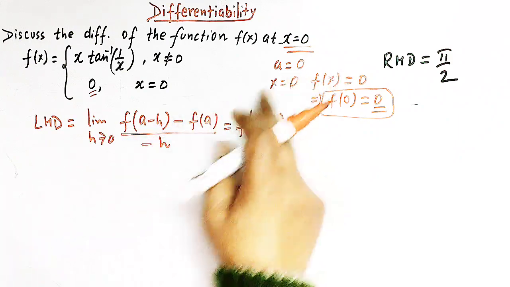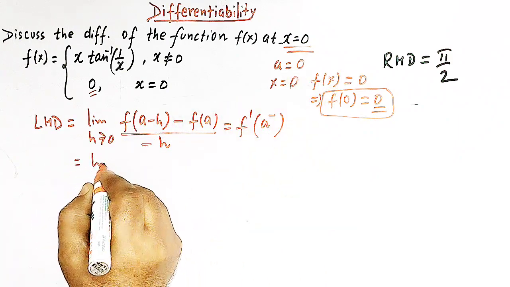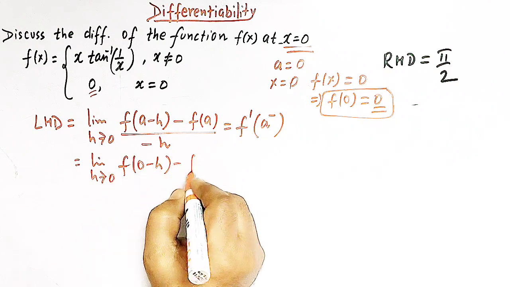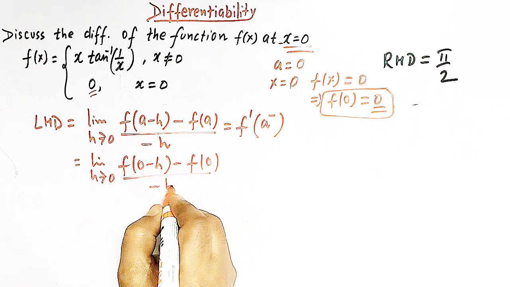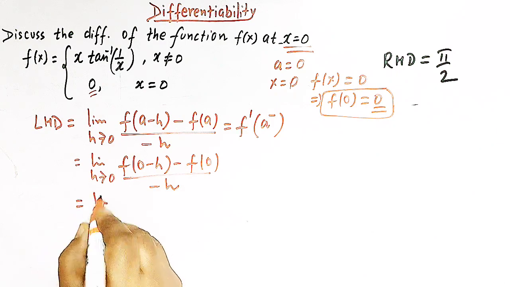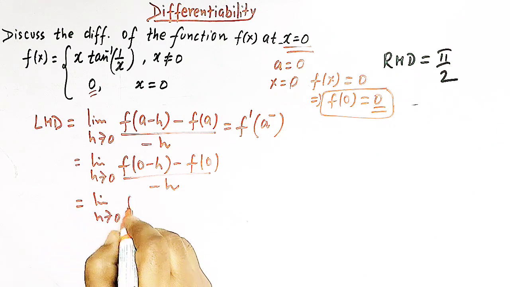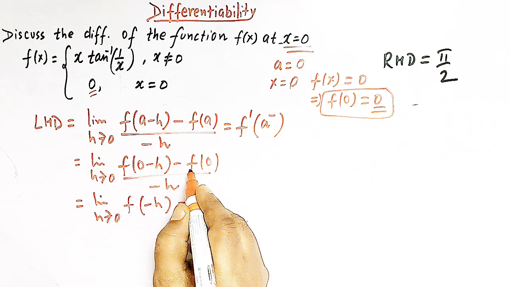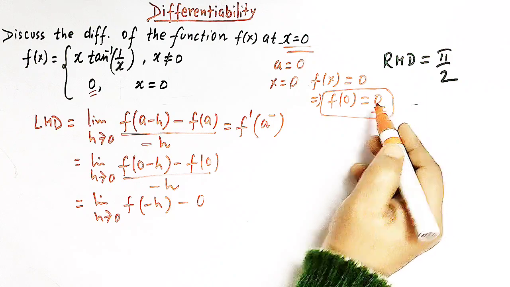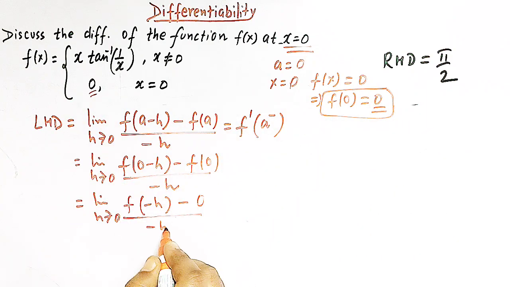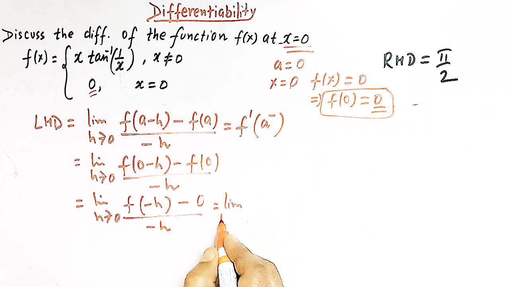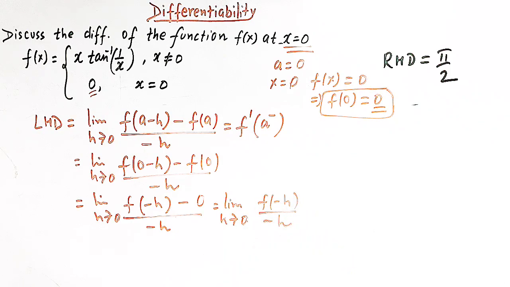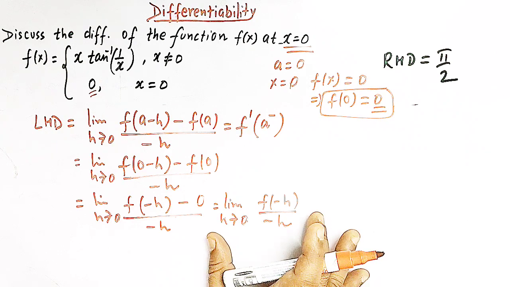So here the value of a is 0. So we have now limit h tends to 0, f of 0 minus h minus f of 0 divided by minus h. So this is limit h tends to 0, and we have f of minus h, since 0 minus h is minus h. f of 0 is 0, and here we have minus h. So this is limit h tends to 0, f of minus h over minus h. So now we have to evaluate this limit.